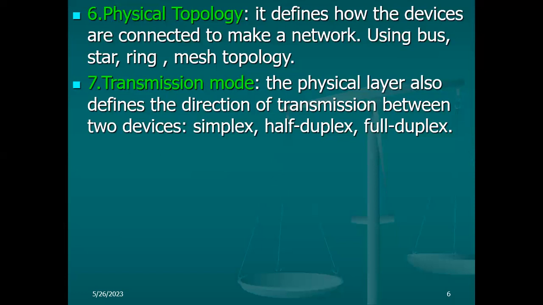Half duplex transmission mode means both the sender as well as the receiver can transmit the data, but not at the same time. That means the sender transmits the data. After receiving the data, the receiver can send the acknowledgement to the sender. Full duplex means both the sender as well as the receiver can transmit the data simultaneously. So these are the main functions of the physical layer.